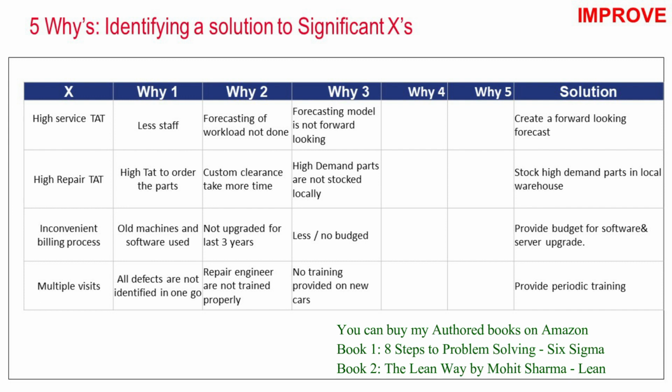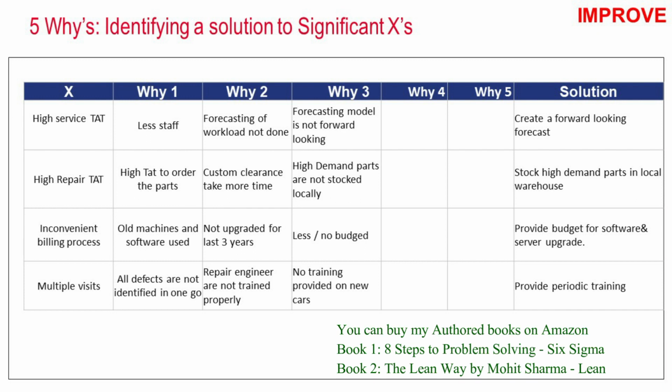Why did we have high service TAT? Because we had less staff. Why did we have less staff? Because the forecasting of the workload is not done properly. And why is it not done properly? Because the forecasting model is not forward looking. Then the solution that has been decided is to create a forecasting model which is forward looking.